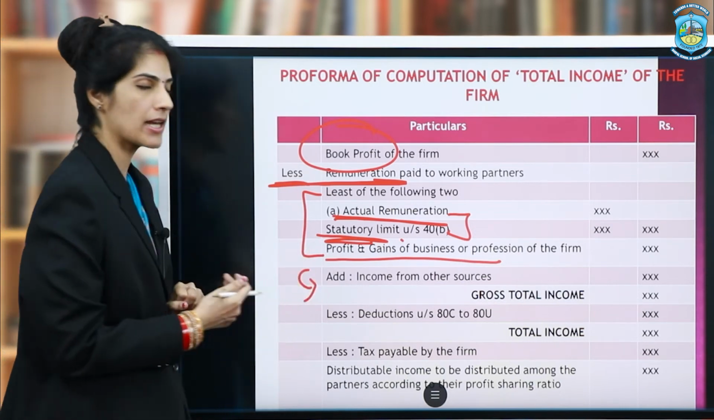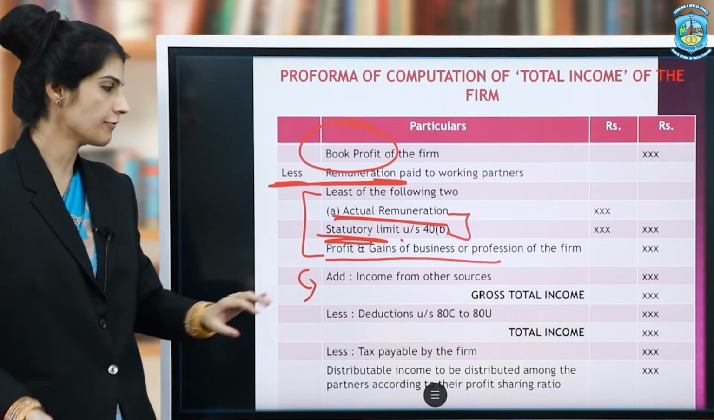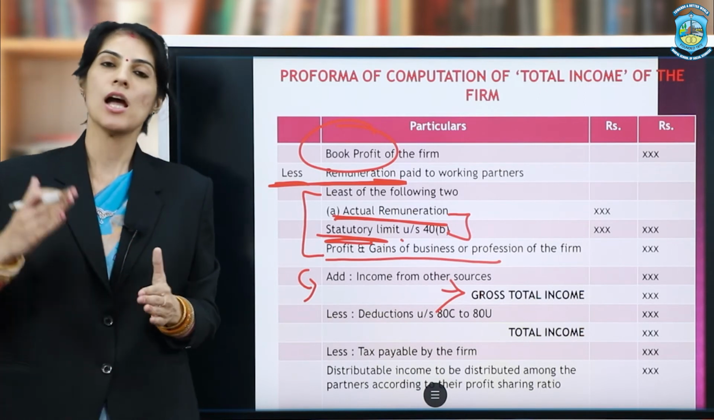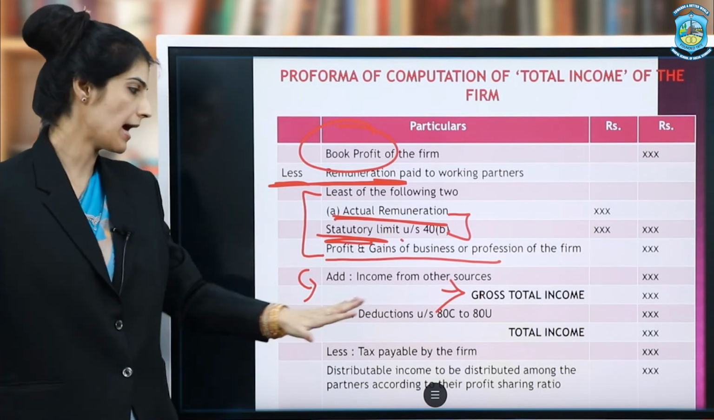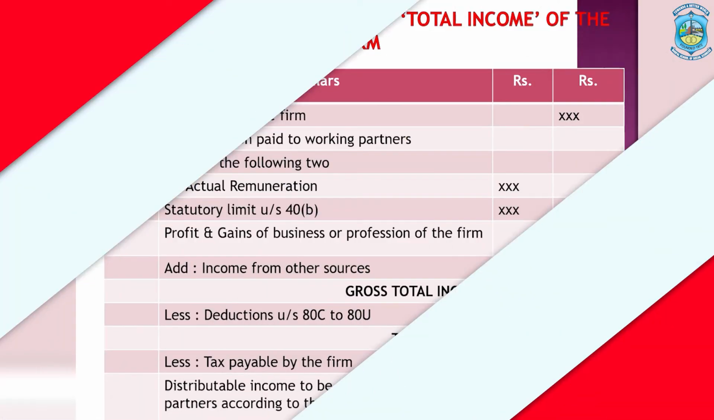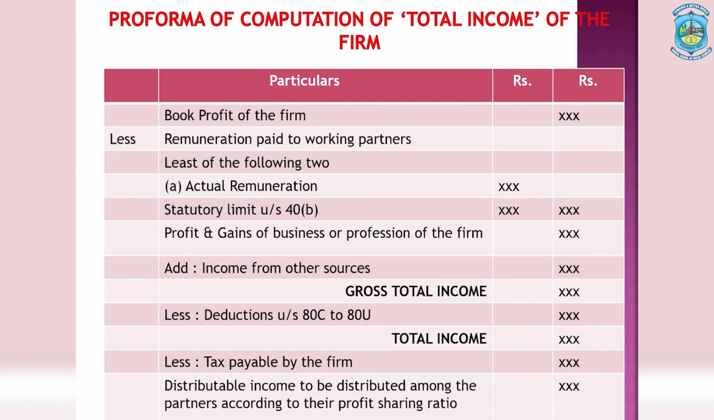I'll add any other incomes from other sources of the partnership firm and I'll get my final GTI, that is my gross total income. Once I'm ready with my gross total income, I'll give the deductions. You are already aware of the deductions, that is from 80C to 80U. Once we are ready with all the deductions, your final answer will be the total income of the partnership firm. On the total income of the partnership firm, you are going to calculate the tax, the rates we are going to discuss in our later slides, and you are going to get the final amount of profit that has to be distributed to your partners.